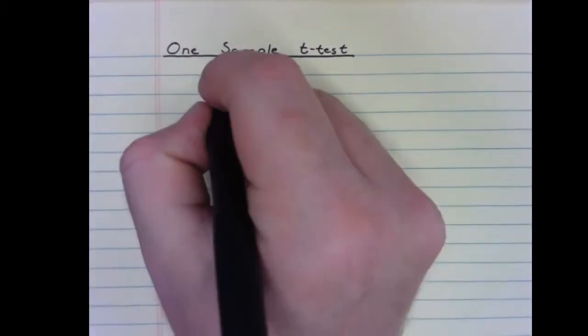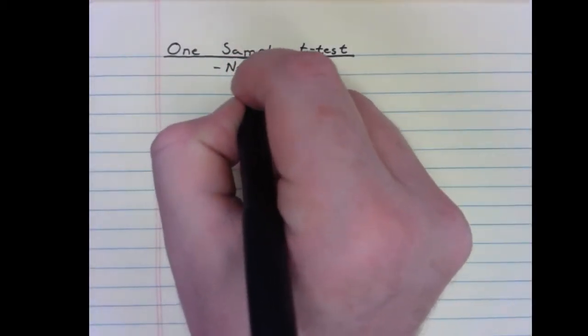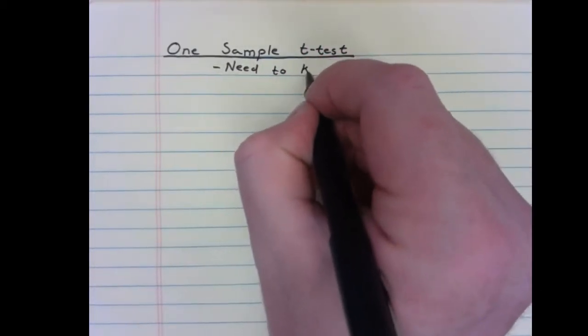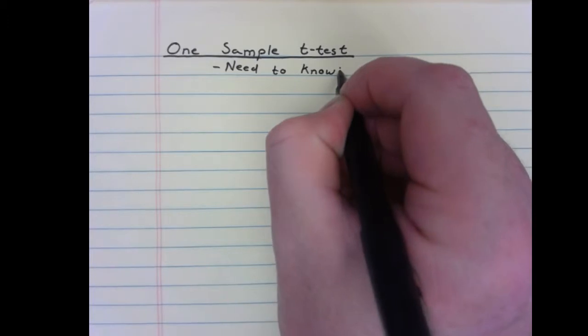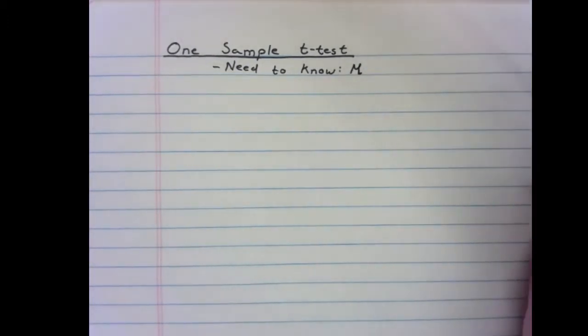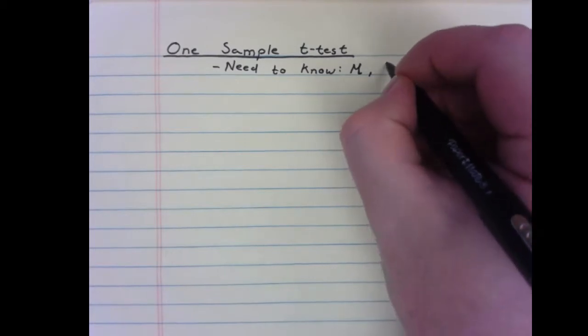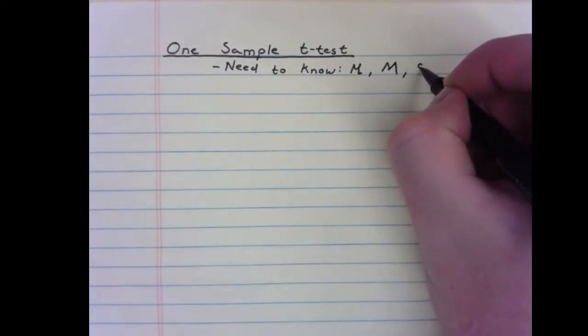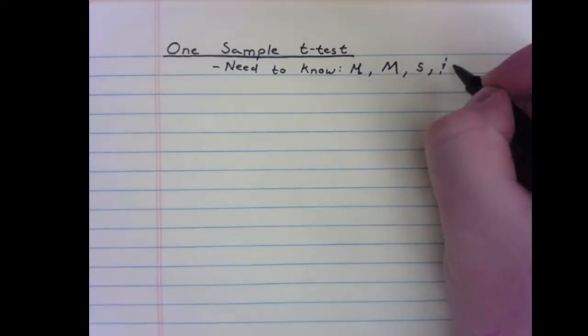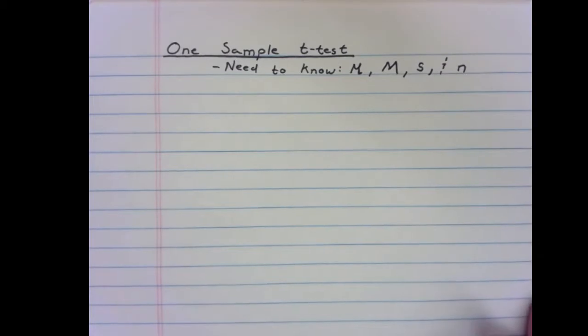Now, when you're conducting a one-sample t-test, there are several things you need to know. Specifically, you need to know the population mean, the sample mean, the sample standard deviation, and you need to know the sample size.